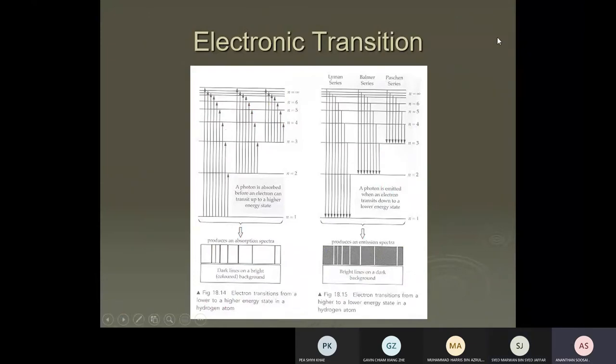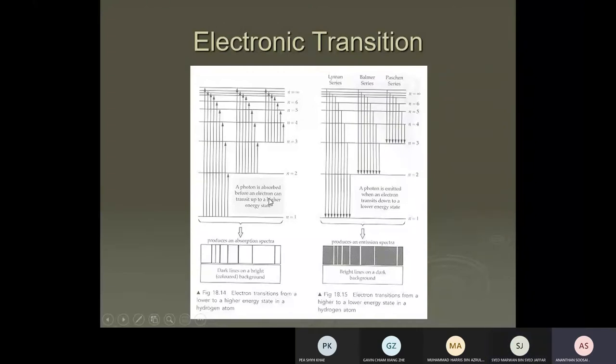Okay, so electronic transition. The electron can go up, can come down. When the gas is heated, the atom is heated, the electron receives energy and will go up. From cold gas becoming hot gas, the electron will go up to an excited state. The electron will be excited. Photon will be absorbed by the electron.